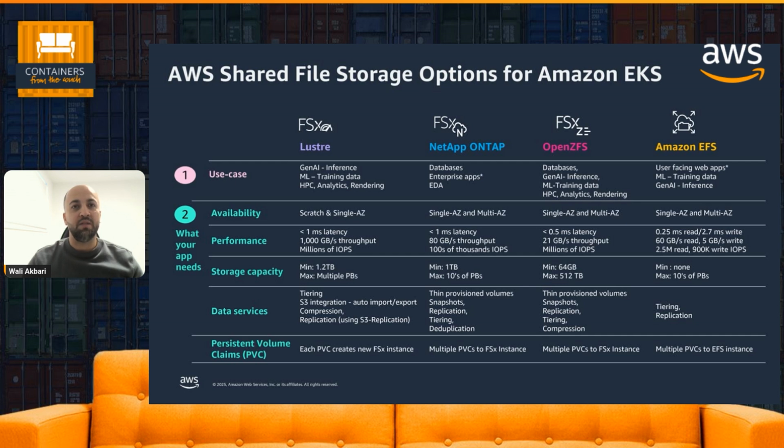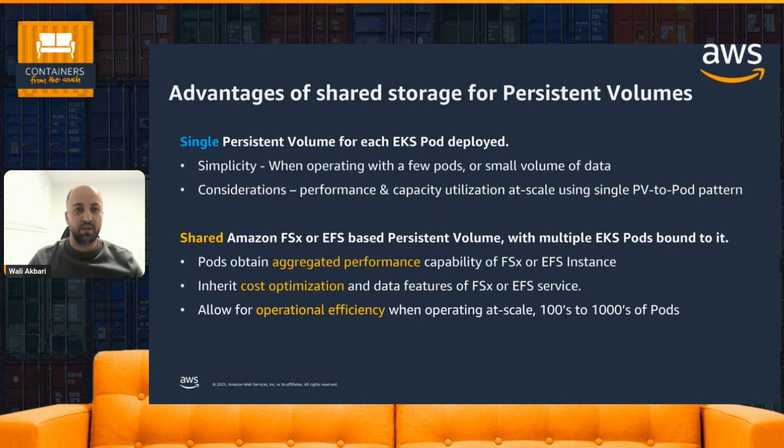It has native Amazon S3 integration. What that means is when you create a persistent volume that's backed by Amazon FSx for Lustre, you can have it directly linked to an Amazon S3 bucket for data imports and exports. Now, that's pretty awesome. No code required to integrate with your data lake data. I'm going to show you a demo of that in a few minutes.